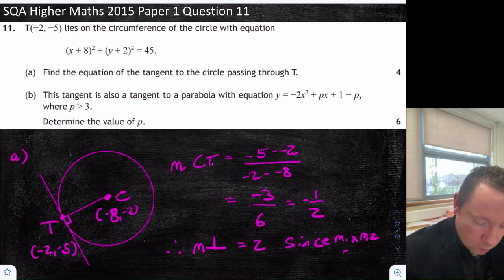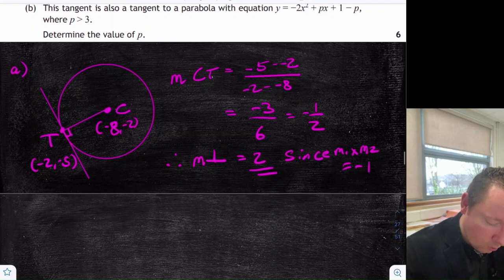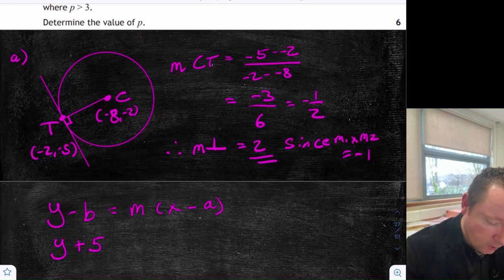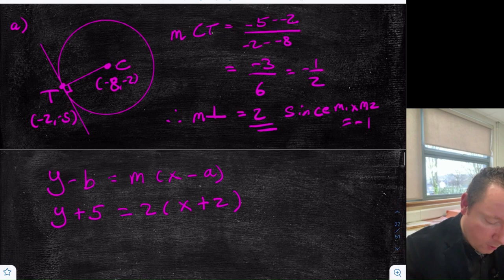So we've got our gradient of 2, and then we can use our point. So y minus b equals m(x minus a), as usual. The point we're using is T. So it's y plus 5 equals 2(x plus 2). Multiplying that out, we get y plus 5 is 2x plus 4. So y equals 2x minus 1 is the equation of our tangent.